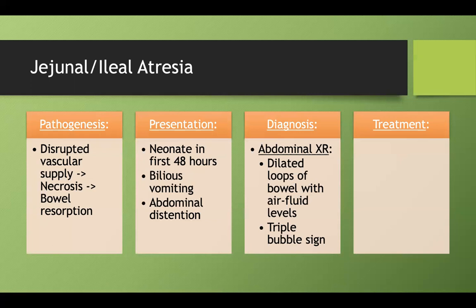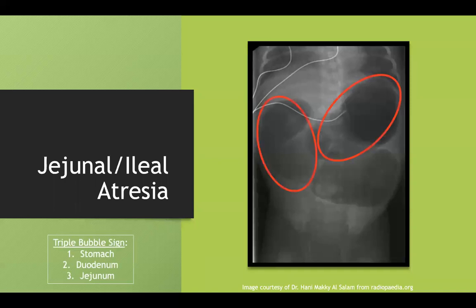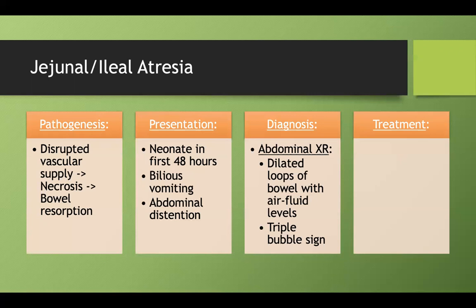And remember that both jejunal and ileal atresia, because they're happening spontaneously after vascular events, they're not associated with things like Down syndrome. So here's a triple bubble sign. You can see the stomach, here's the duodenum, and then there's the jejunum. So you get three different bubbles appearing. And again, this has to be treated surgically.